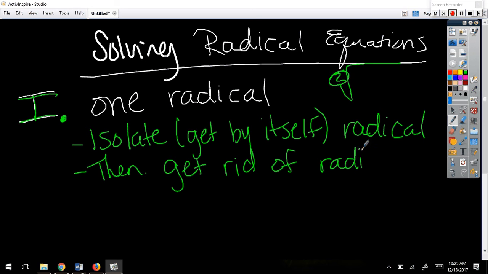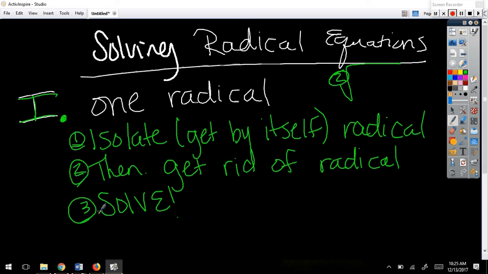Some of y'all like steps. We're getting ready to do that. This would be step 1, step 2, step 3. I think that you will find it pretty easy to isolate the radical, but the question is, how do you get rid of that radical? So, if I have something like this, how do you get rid of that radical?